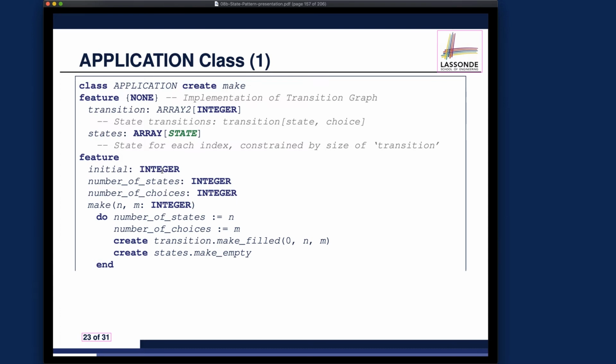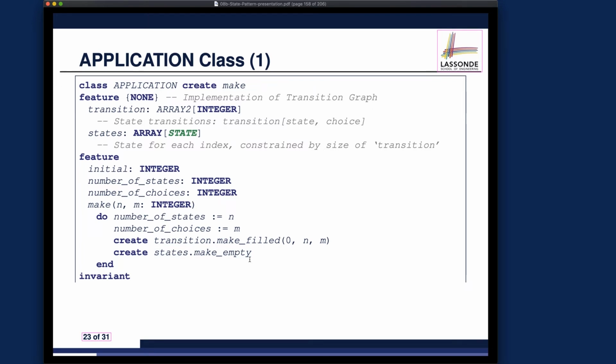And then we're going to construct the application. In that case, we're going to take from the external user what should be the dimension of the state space, right? How many states and how many possible transitions from each state. We're going to initialize them, and then we're going to initialize a 2-dimensional array. You can also look it up in EiffelBase, it's called ARRAY2, if you want to look it up. And the way to use a 2-dimensional array would be very similar to how you do it in other programming languages. And then we simply create a states array to just be empty. We're going to grow it later.